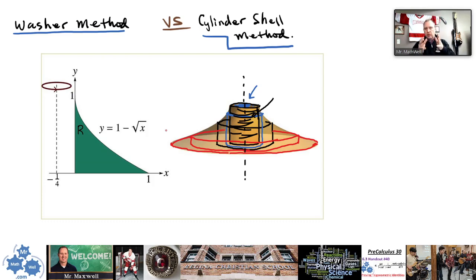So this is the cylindrical shell method. Instead of taking a region and swinging it around an axis, we're taking shells and we're stacking them around each other until that space is filled up. Another way to look at it, okay? Another way to look at it.